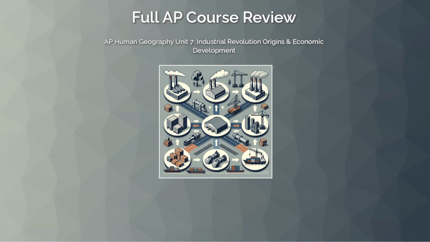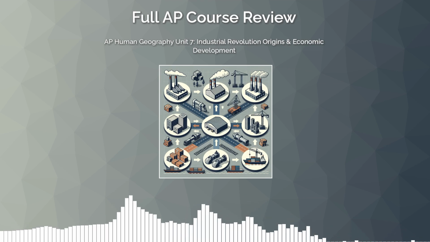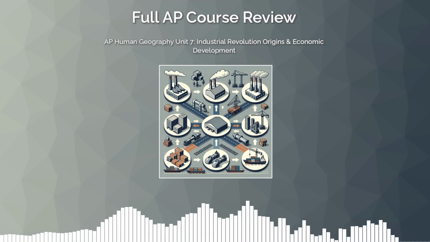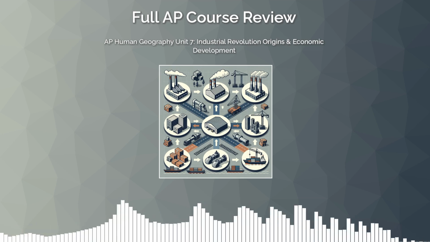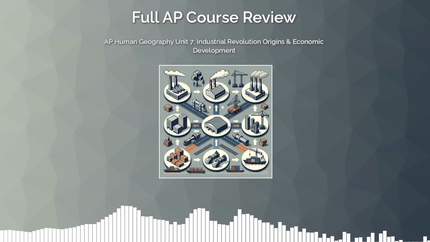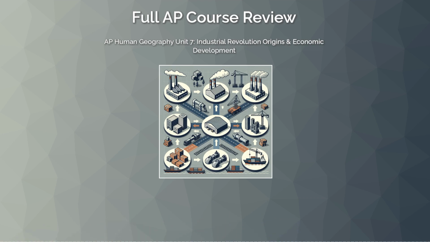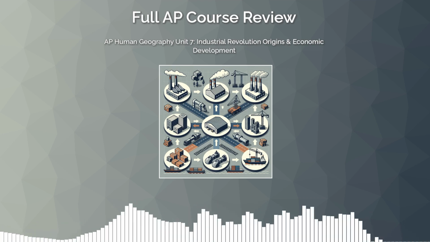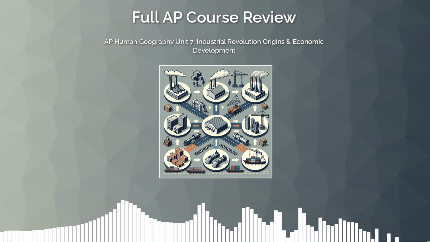Connections to other units. You should never think of this topic as an island. The Industrial Revolution is the engine behind nearly every major geographic pattern in the course. The urbanization processes you studied in Unit 6, the growth of cities, the development of urban hierarchies, the emergence of manufacturing zones, are direct consequences of industrialization. The demographic transition model from Unit 2, showing falling death rates followed by falling birth rates, was first observed in industrializing Britain and Western Europe.